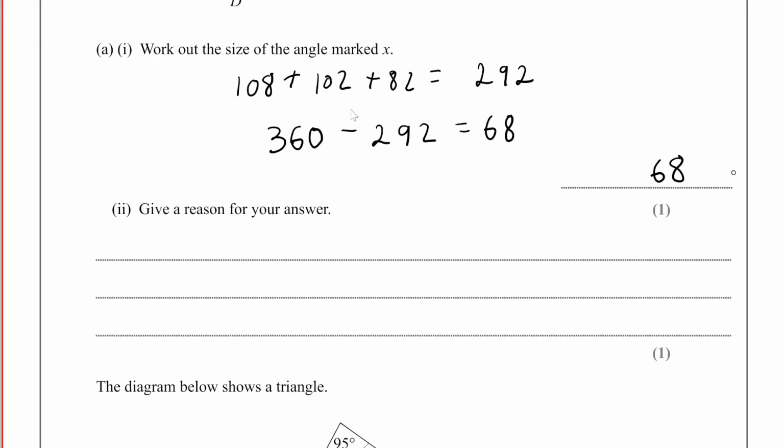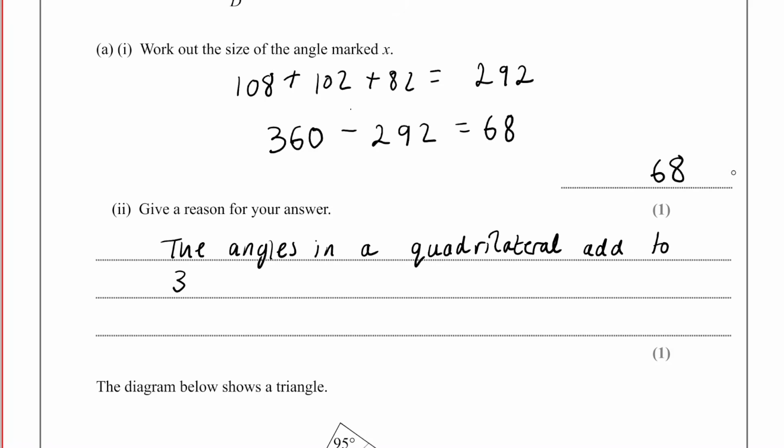Give a reason for your answer. So the angles in a four-sided shape, the angles in a quadrilateral add to 360 degrees.